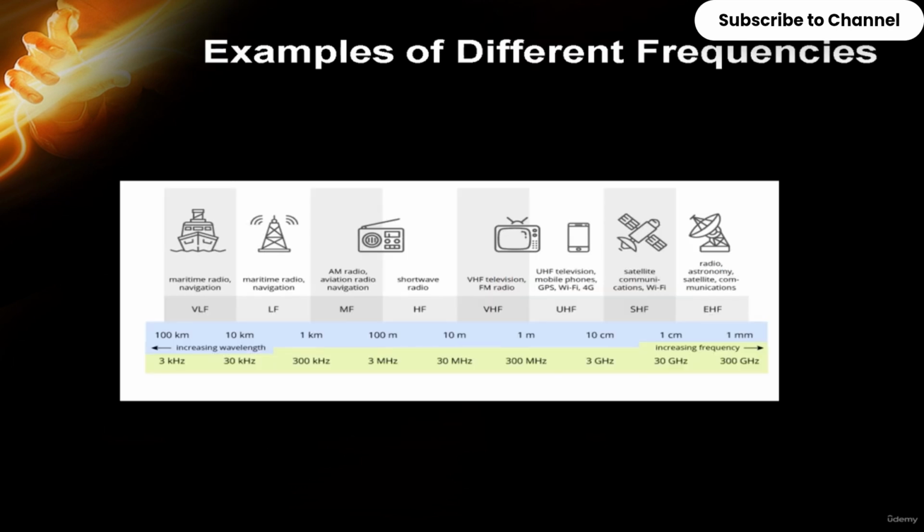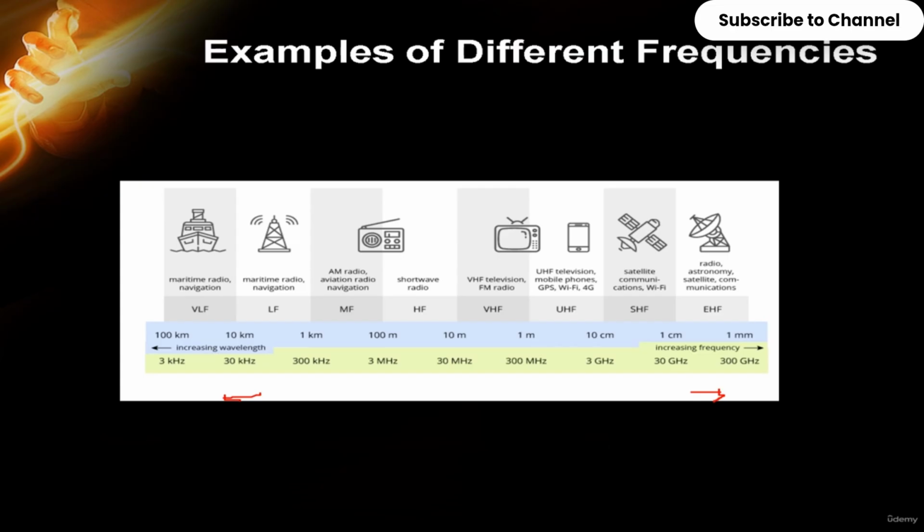So here you can see a clear idea of what we saw with the previous slides. Here the wavelength is increasing on this side and the frequency is increasing on the opposite side. As we saw in the formula, wavelength and frequency are inversely proportional.